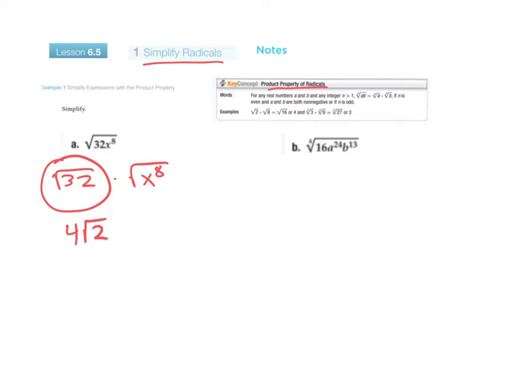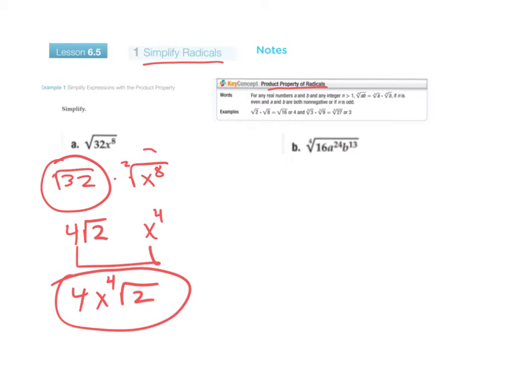So then what we need to do is do this part, and all you have to do in this part is divide the 8 by 2 because there's a square root out here. So 8 divided by 2 gives me x to the 4th power. If there's anything left over, it would stay in the radical. So anything that's on the outside of the radical gets put together. So 4x to the 4th power, and then whatever stays in the radical is radical 2. And so there's our simplifying of that radical.